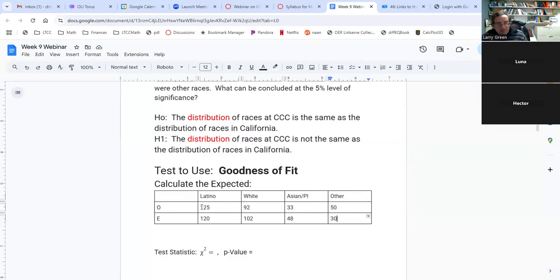Notice the observed and expected aren't exactly the same, but with statistics, if they're not exactly the same, that doesn't mean you can say they're different, because there's always a little error that could happen in sampling. But if they're really far away from each other, then you can say they're statistically significant.